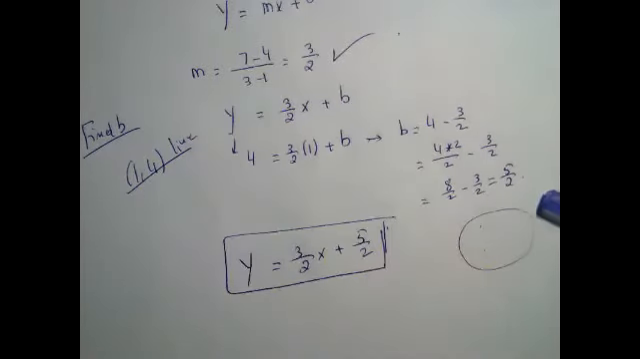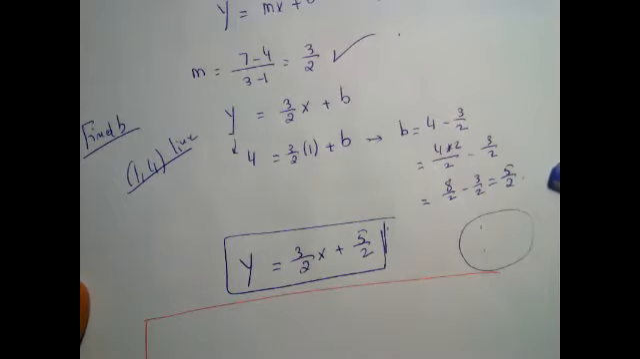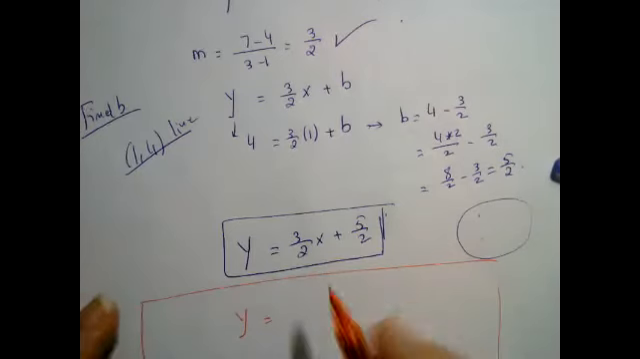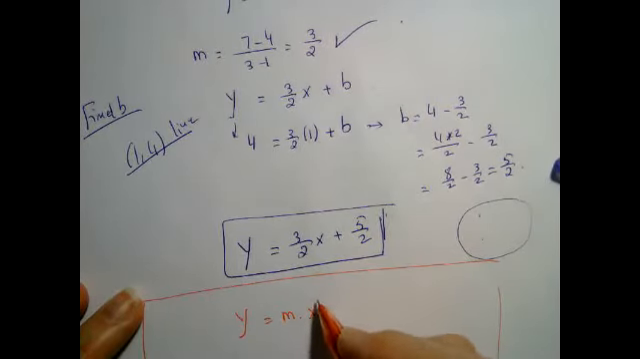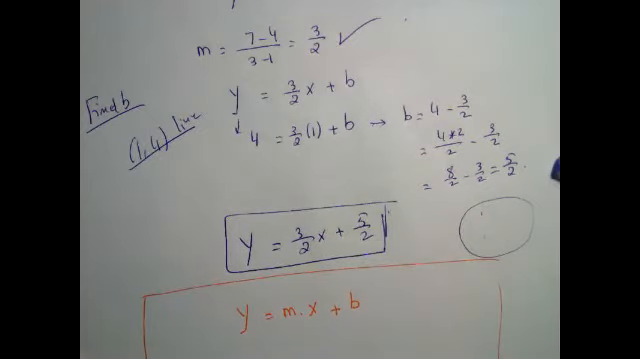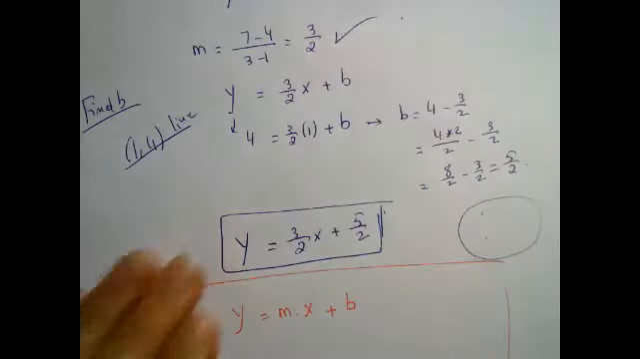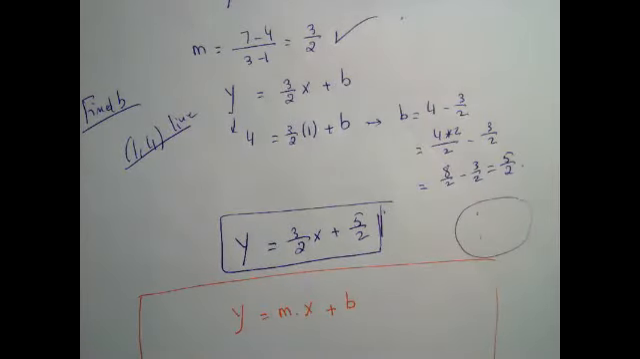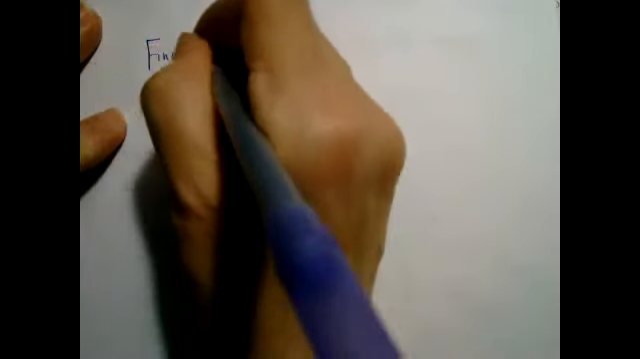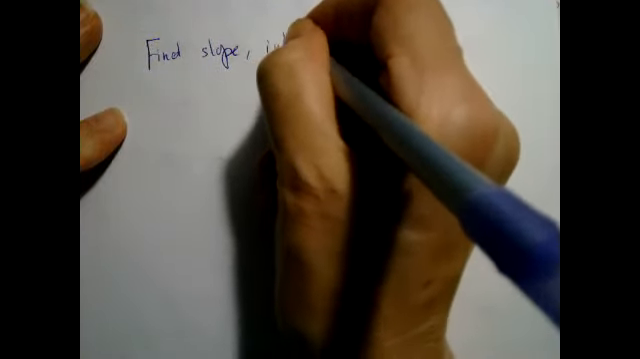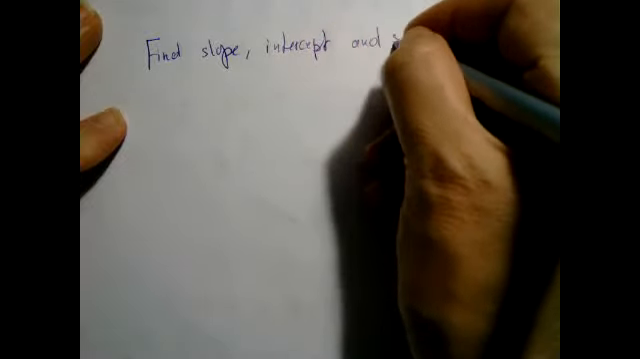But the bottom line is, regardless of how we find the equation, it will always have the form slope times x to the power 1, so the power of x has to be 1, plus b. That's really how it is, regardless of which method we use. Based on this, I'm going to ask you 2 questions. I'm going to give you a bunch of lines, and I'm going to ask you to identify the slope and the intercept. The question is, find slope and intercept, and sketch. We'll sketch some of them, not all of them.